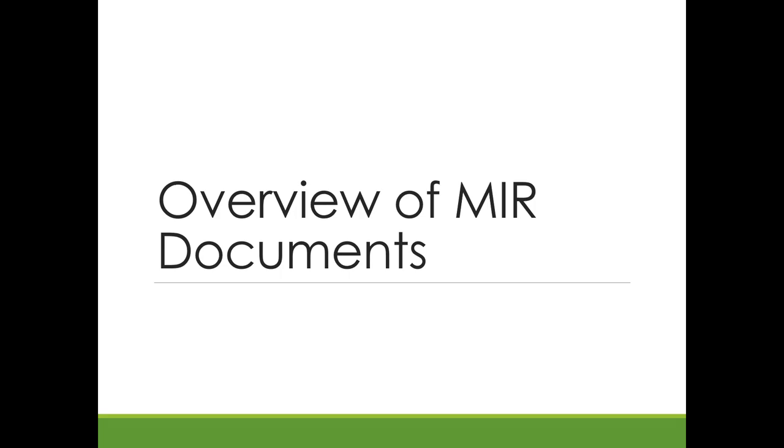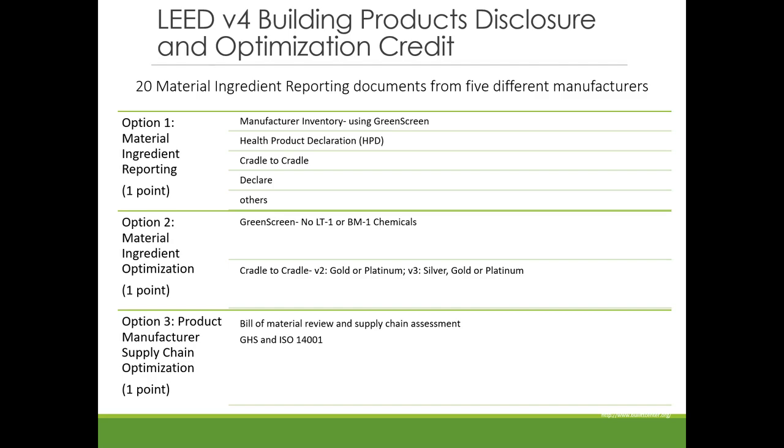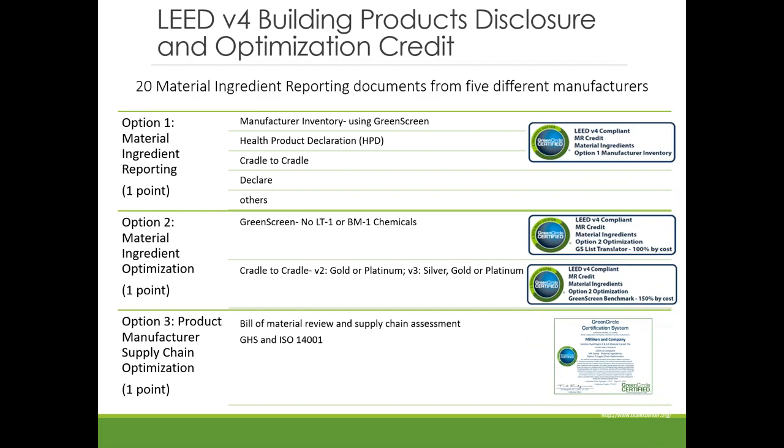And the thing is, remember, 20 permanently installed products from 5 different manufacturers that have some form of material ingredient report. And what you can see here is option 1 is the one aspect in LEED version 4, where if you can get 20 of these things, you can actually earn this point. And you have various choices on your material ingredient reports. You can use manufacturer's inventories, health product declarations, Cradle to Cradle, Declare. I believe Product Lens now is another one, and I'm sure there's others coming out that will allow you to earn that point for material ingredient reporting. And again, this is a bean counter one where you just got to get 20 permanently installed products.